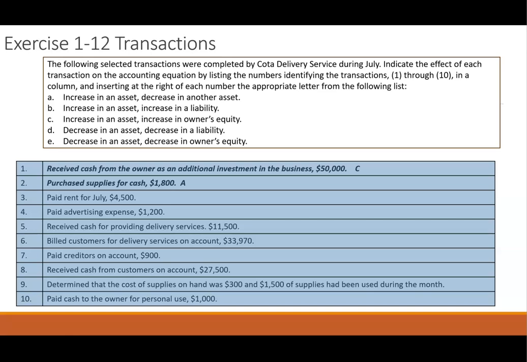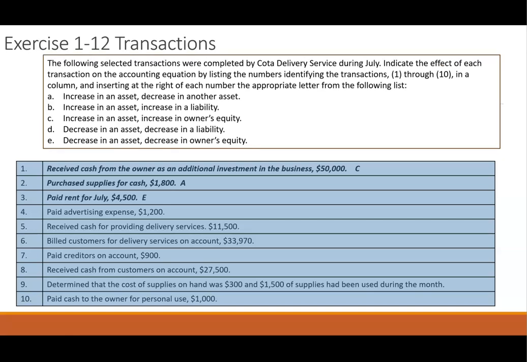Wouldn't that be supplies as an asset that increases, but cash to purchase them for cash, that cash decreases. Both are assets. So there's an increase in one asset, supplies, a decrease in the other asset, cash, which is an asset. Okay. Next, paid rent for July, $4,500. If you think of that, paying rent, you're using cash to pay rent. So that is a decrease in an asset and it's a decrease in owner's equity. So that would be E.